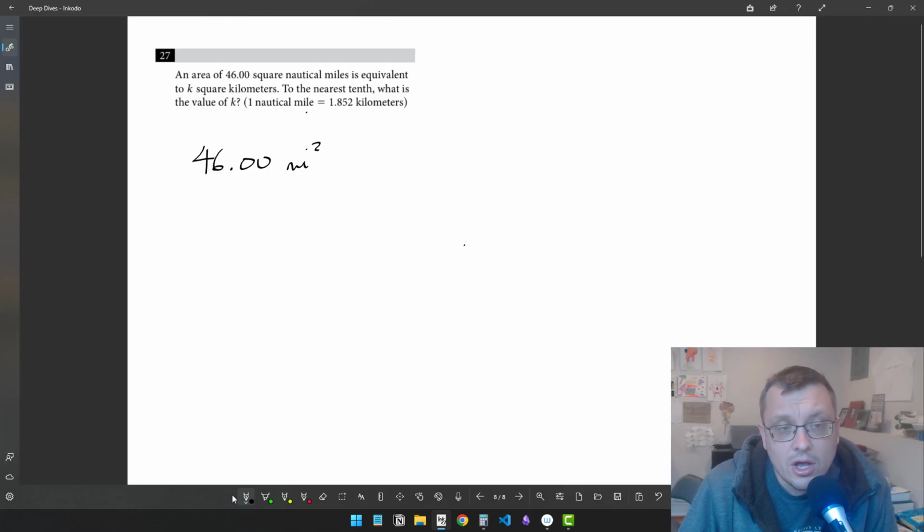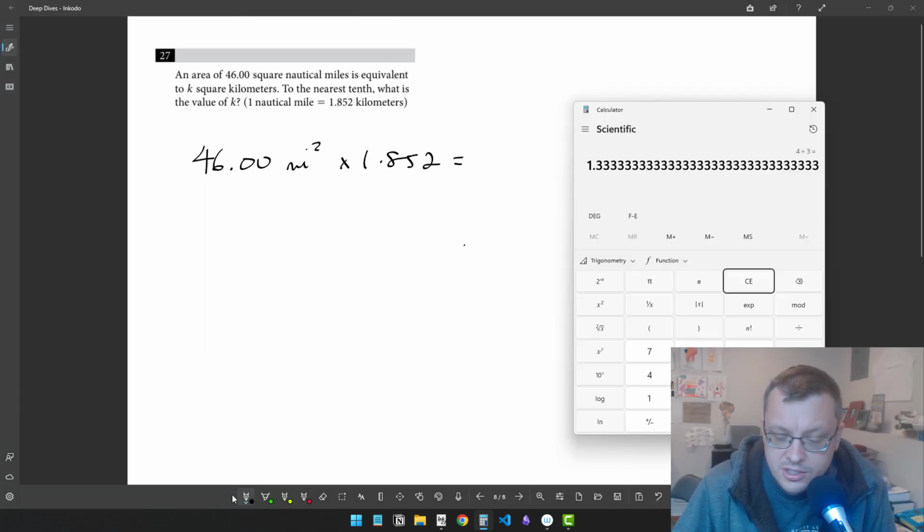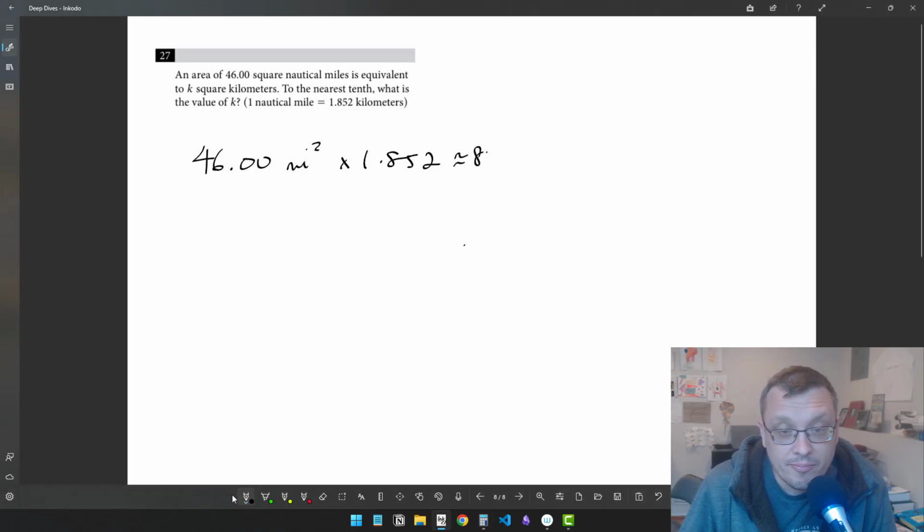So you might think, oh, look, if 1 nautical mile is 1.852 kilometers, let's just go ahead and multiply this by 1.852. So 46 times 1.852. I get 85.19. We've got to round that to the nearest tenth, so that becomes 85.2. And unfortunately, if you put that as your answer, it would be wrong. It does not work because we are making a mistake with our units.